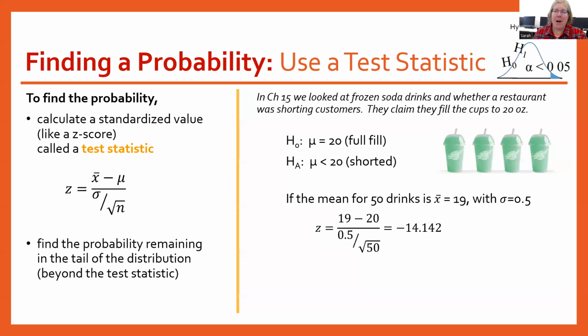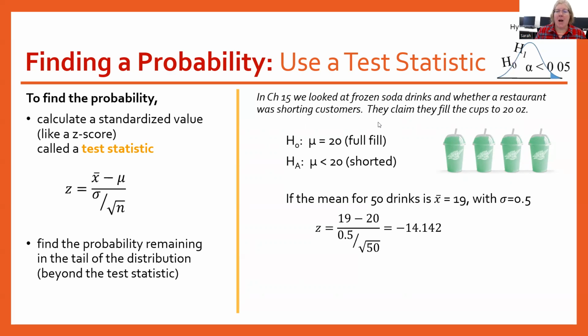Now, if you look at the bottom part of this fraction, what you'll see is that it's really the population standard deviation sigma over the square root of n. And that's the standard deviation from our sampling distribution that we saw in chapter 15. Okay, so those pieces should look really familiar. So once we've calculated that test statistic, we can find the probability remaining in the tail. So that's the probability beyond the test statistic or beyond our sample mean.